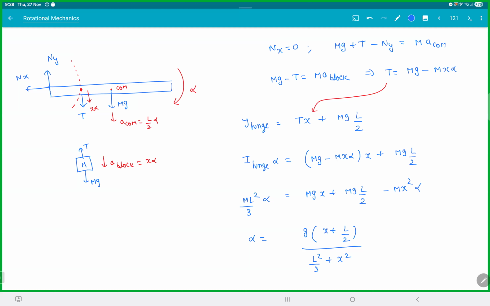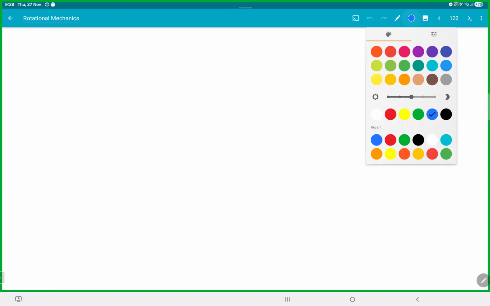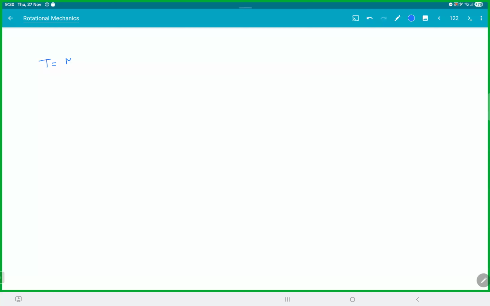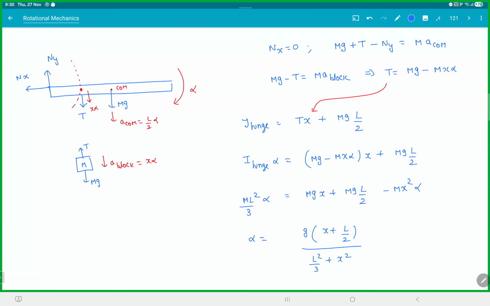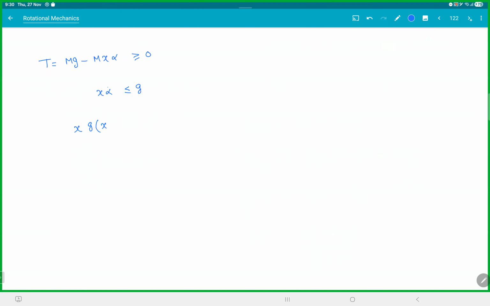There is a possibility. Look at the tension which we got: mg minus m x alpha. This should always be greater than or equal to 0. That means x alpha must always be less than or equal to g. And what is alpha's value? Alpha's value just now we got: g into x plus L by 2 over L square by 3 plus x square must be less than or equal to g. g will cancel, we get x square plus xL by 2 must be less than or equal to L square by 3 plus x square. We get x must be less than or equal to 2L by 3.